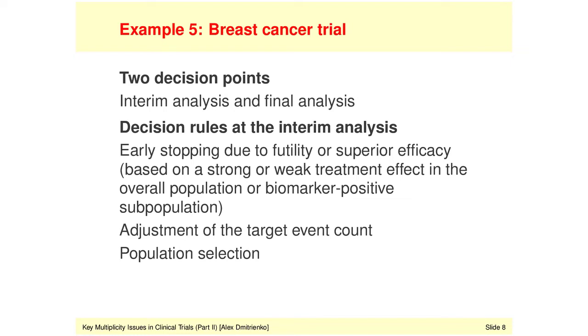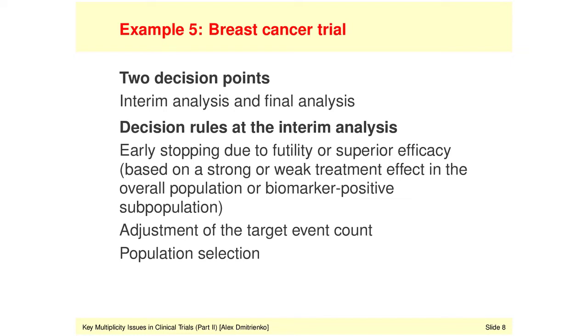This means that the efficacy signals within the overall population and subpopulation will be examined at the time of the interim analysis, and a decision may be made to perform an assessment of the treatment effect in both patient populations at the end of a trial. Or if the signal is much stronger in one of the populations, then this patient population may be chosen to be the main focus at the time of the final analysis.